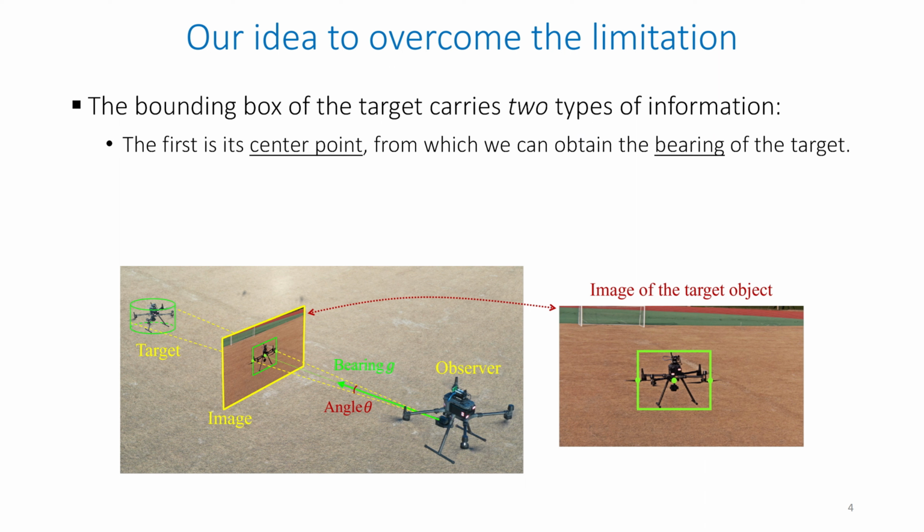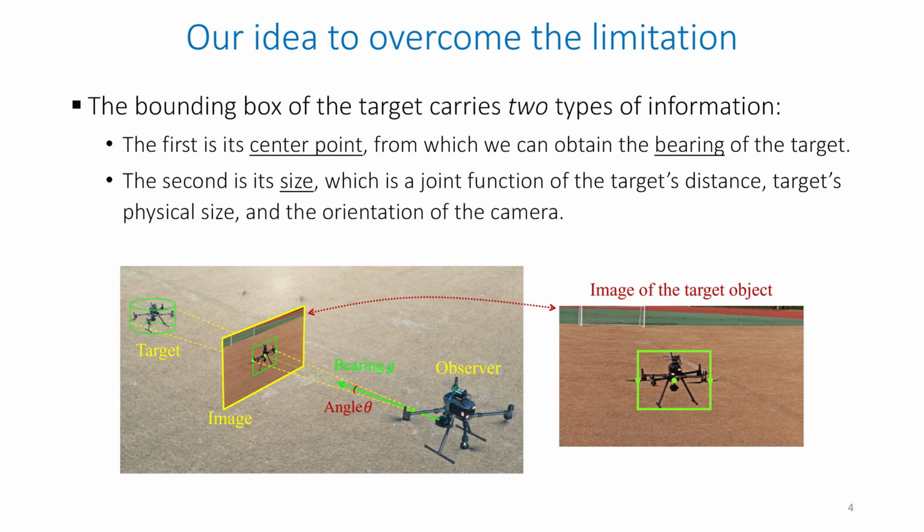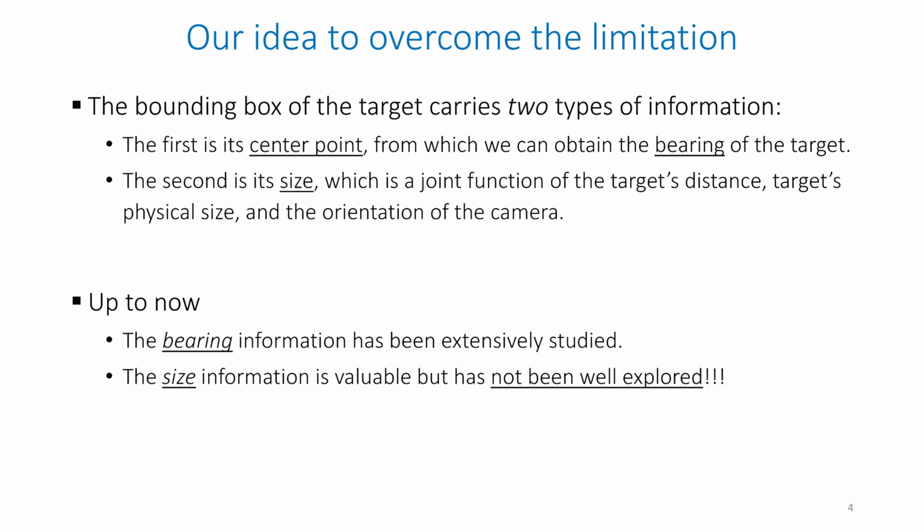The first is its center point, from which we can calculate the bearing vector pointing to the target. The second is its size, which is a joint function of the target's distance, the target's physical size, and the orientation of the camera. Up to now, the bearing information has been extensively studied. However, the size information is valuable but has not been well explored.